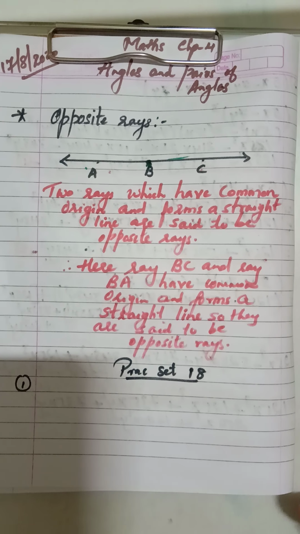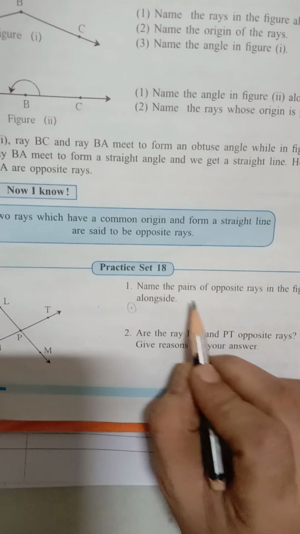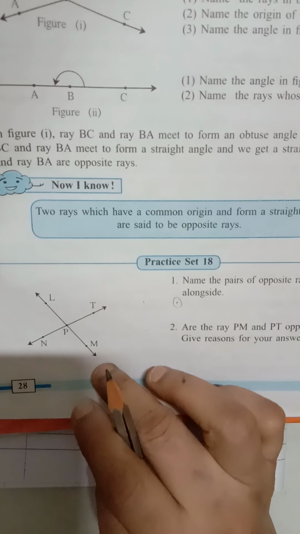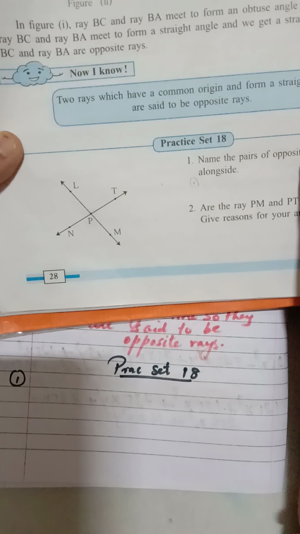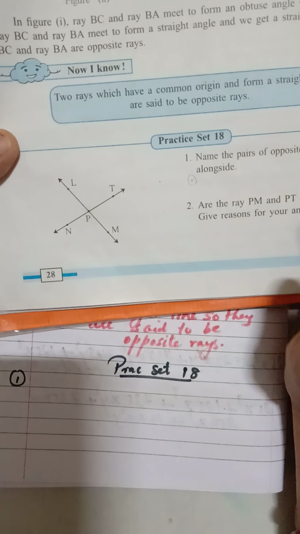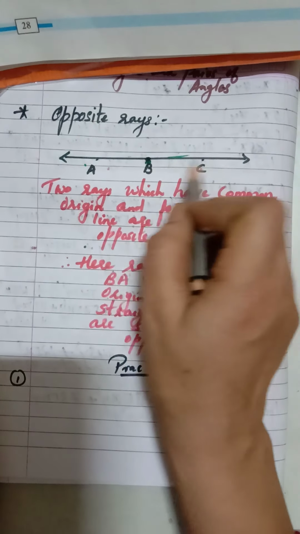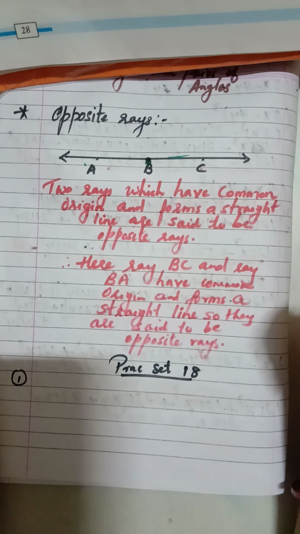Let us see in the textbook, children, practice set 18. Here, name the pairs of opposite rays in the figure alongside. Now see, children, one figure is given and we have to name the pairs of opposite rays. The first thing is, opposite rays means what? Two rays moving in opposite direction. They have a common origin, moving in opposite direction and forming a straight line. This should be the condition.